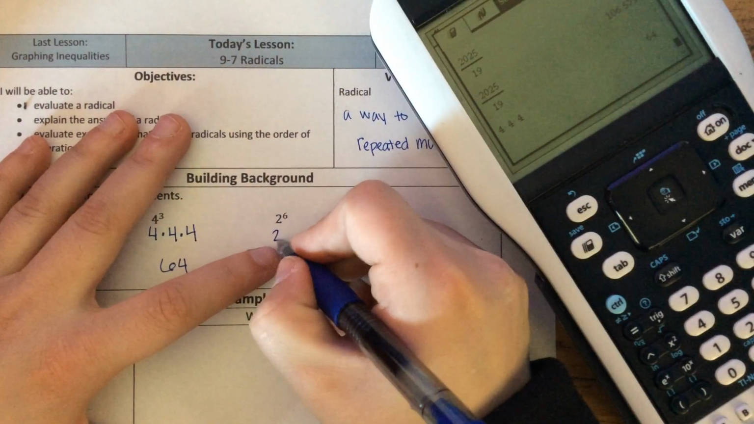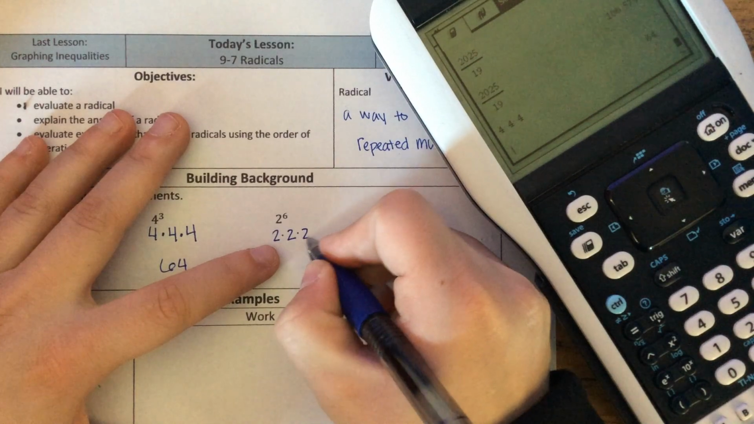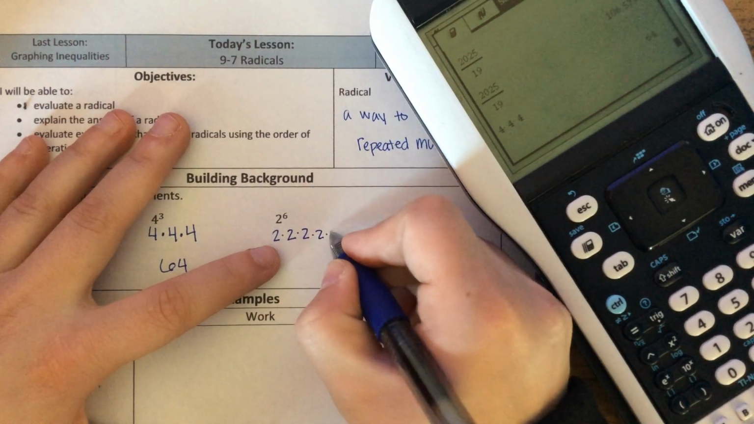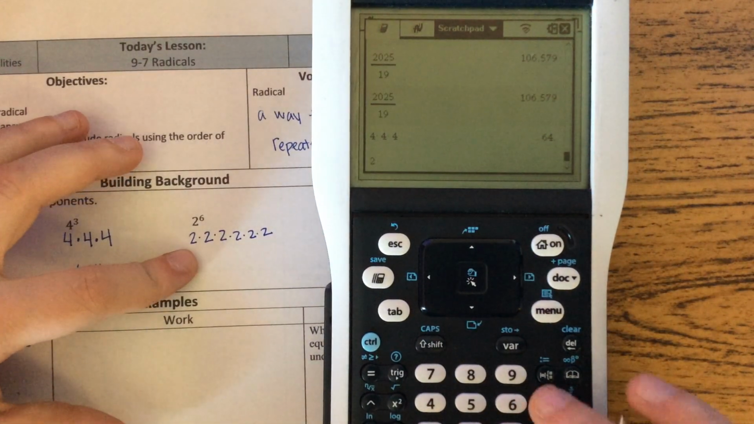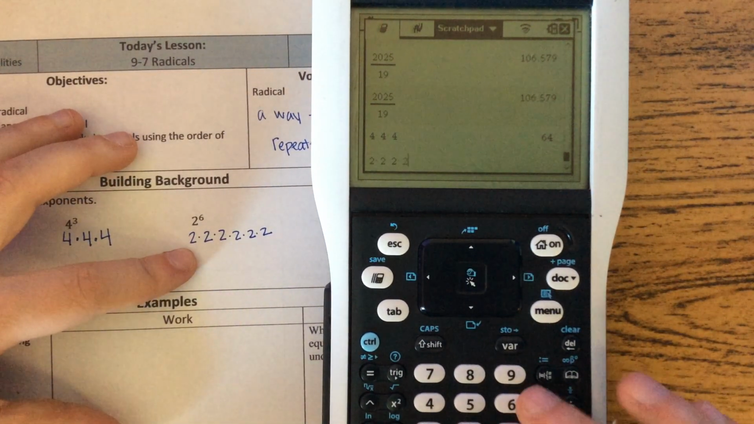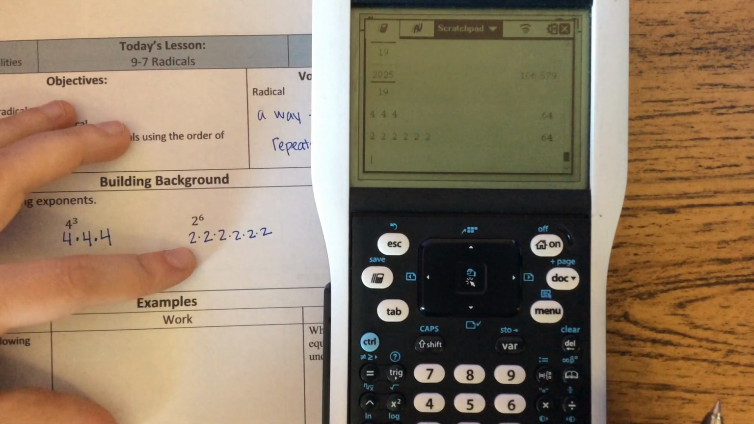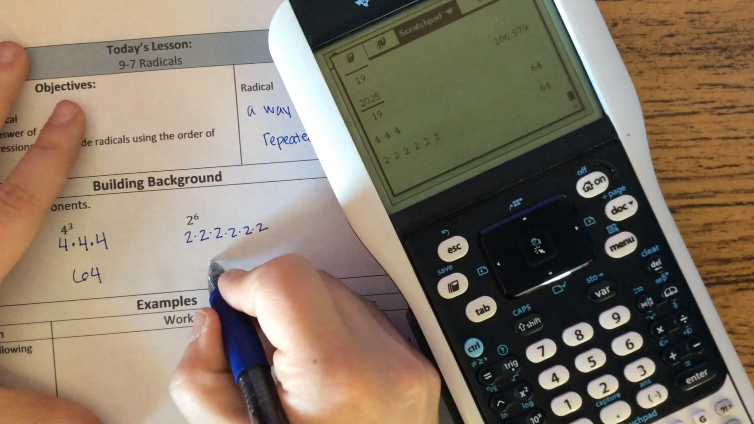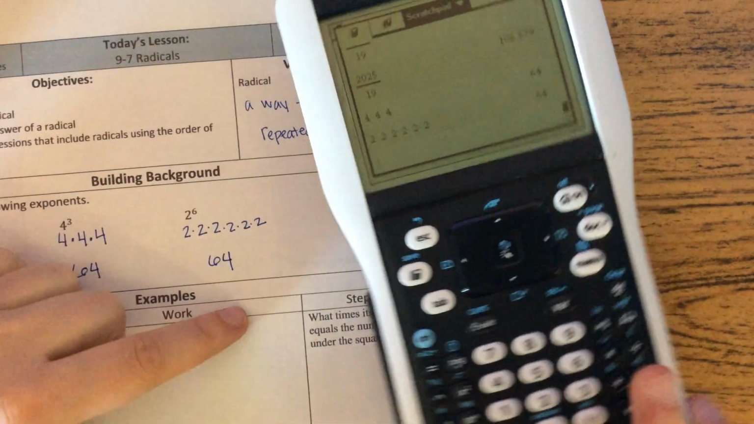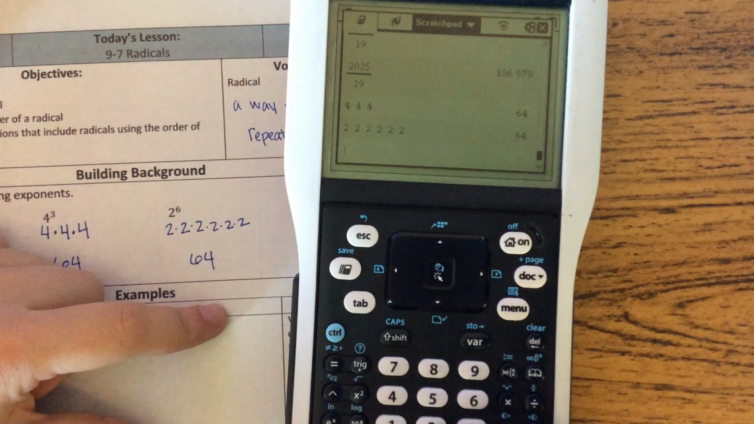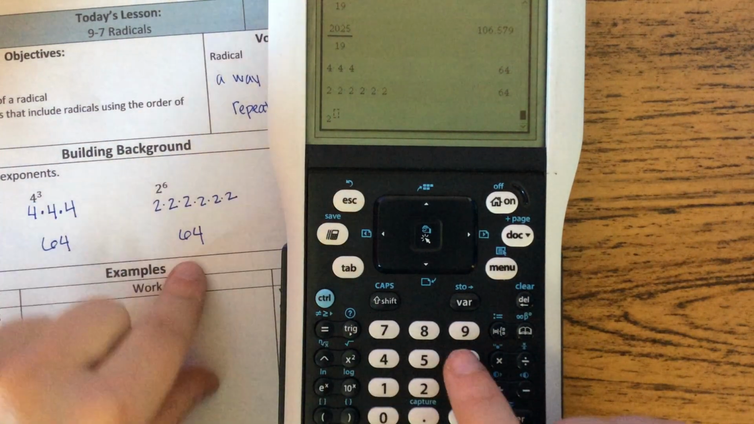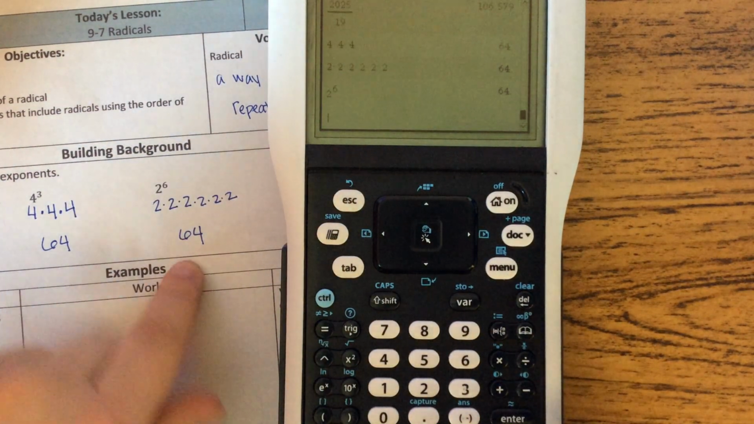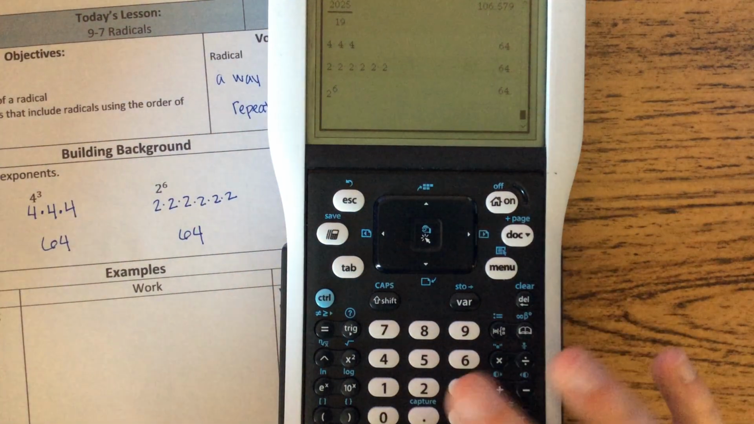2 to the 6th, so that'd be 2 times 2, 6 times. So 1, 2, 3, 4, 5, 6. So 6 of the 2's. And we get 64. Same answer. Another way I could have typed that in is by using this exponent key here. So you type in 2 exponent, and that allows you to have the exponent up here, 6, and then enter. And we get 64.